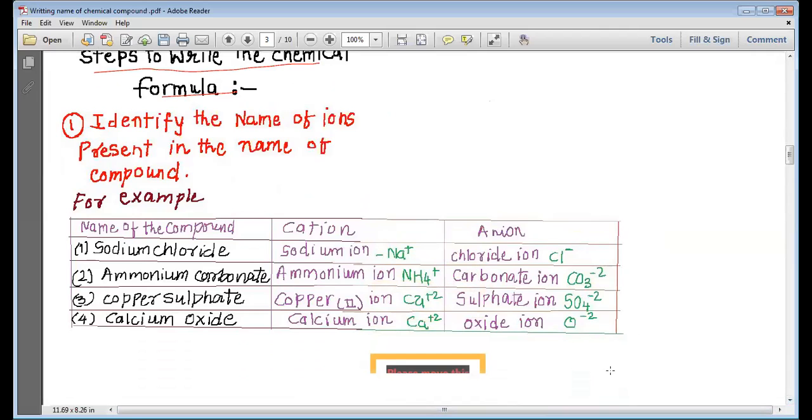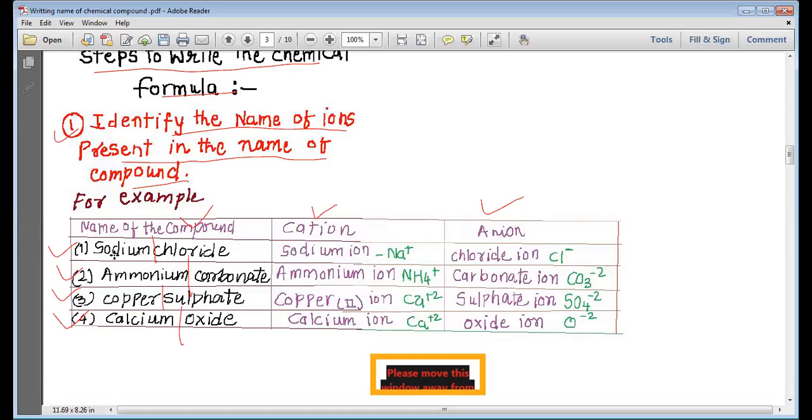The first step says that we need to identify the names of the ions present in the name of the compound. For example, I have given you four various names of compounds. From that we will find out the cation and then the anion. The name of the compound we can divide into two parts. The left or first part represents the cation and the second part represents the anion. For example, in sodium chloride, the cation is the sodium ion, which is Na+, and the anion is the chloride ion, which is Cl-.